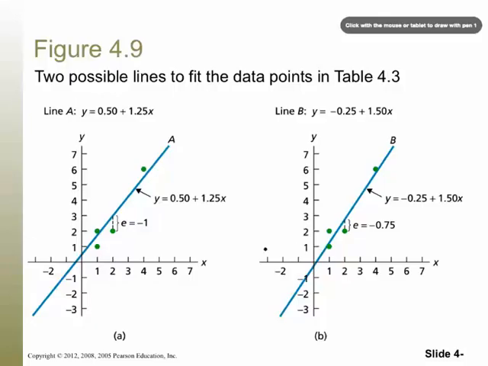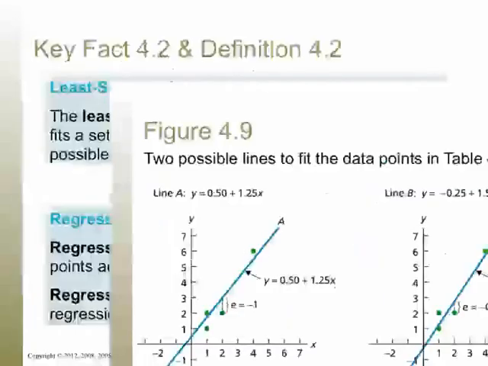So what we're going to do is come up with some value that totals up all the error found between the points and the line, and minimizes that, right? If we have the minimum amount of error between the data points and the line, then we have what's called the best fit line.